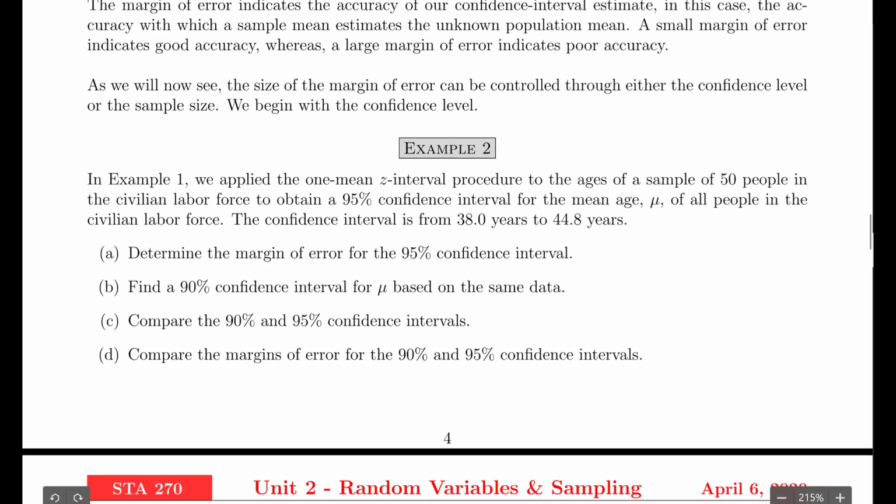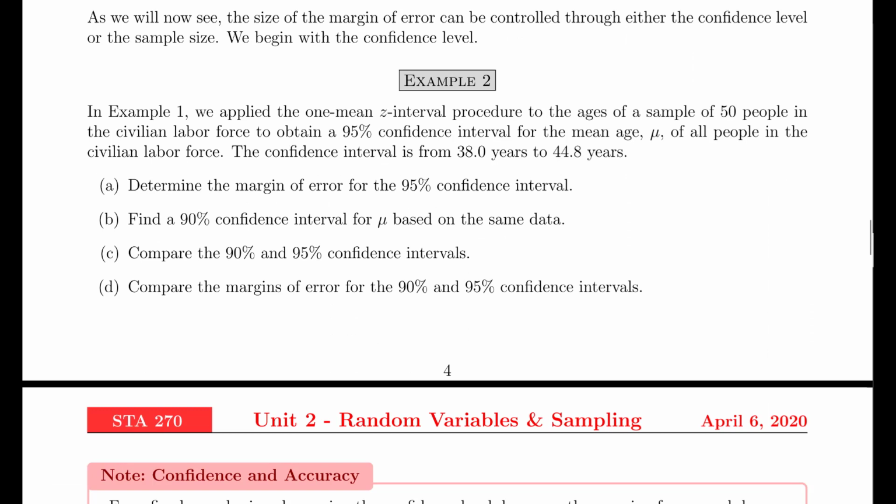So in example 1, we applied the one mean z-interval procedure to a sample of 50 people. Part A just simply says to determine the margin of error for the 95% confidence interval. We want to first recall that here n is equal to 50. Our x bar is equal to 41.4. We've already calculated that. And our sigma is 12.1.